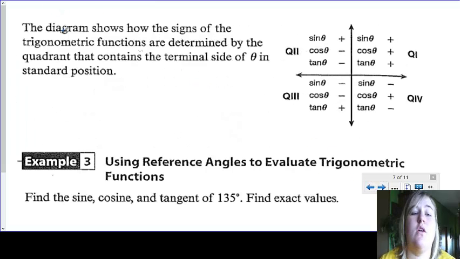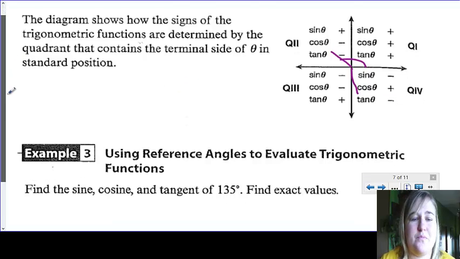So, for example, this is what they're talking about with the terminal side. Whenever you graph your angle and it stops, say, over here, this is my terminal side, and the sine for this angle is going to be positive, the cosine will be negative, and the tangent will be negative. If my terminal side stopped over here, that's in quadrant 4, then my sine would be negative, my cosine would be positive, and my tangent would be negative.